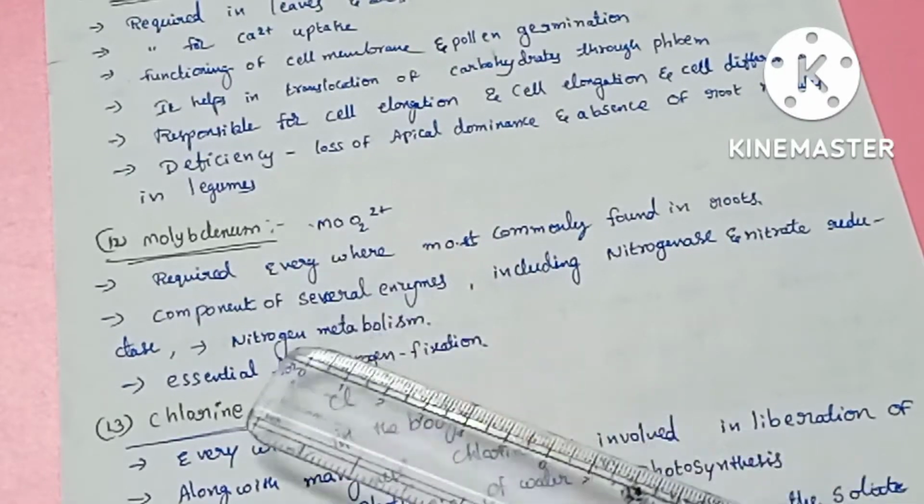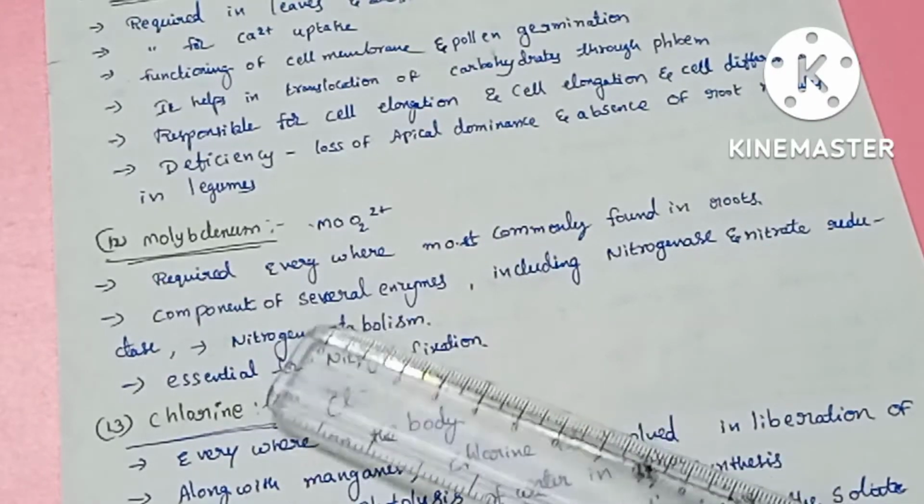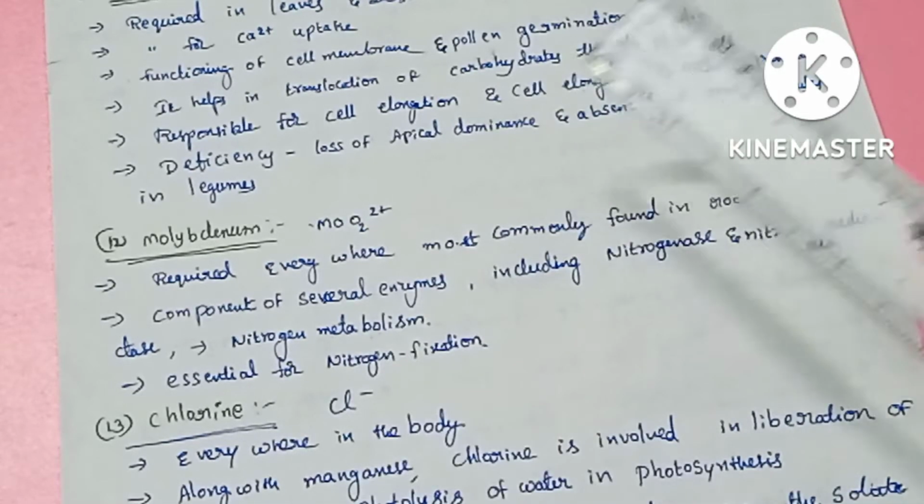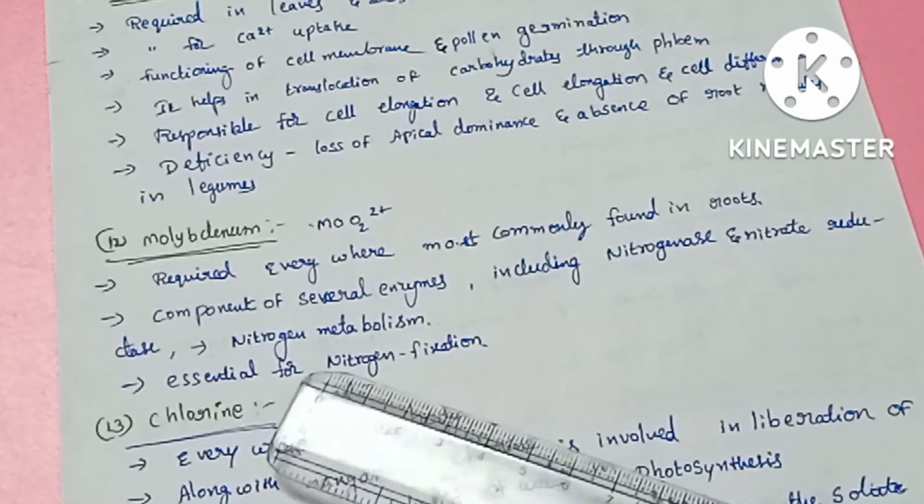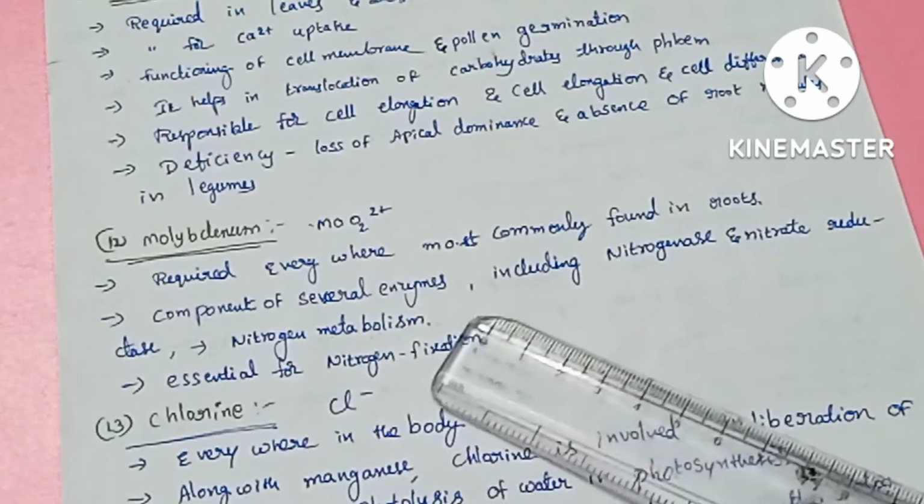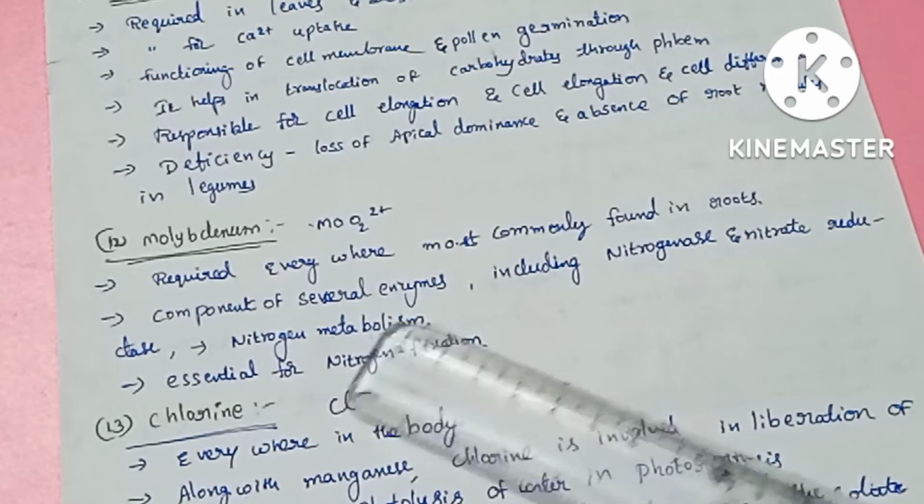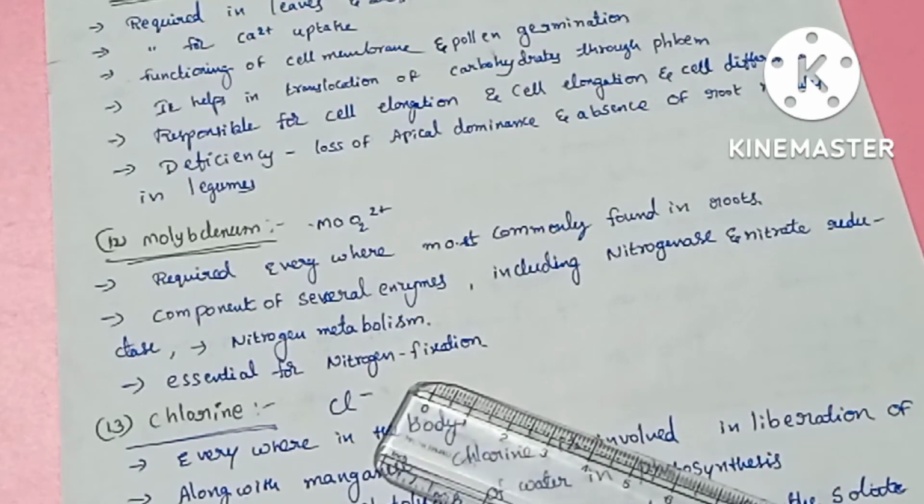And the next one is the molybdenum. This molybdenum is absorbed in the form of molybdenum ions, and it is also required everywhere, and most commonly it is required in the roots. It is a component of several enzymes. It plays an important role in the nitrogen fixation.